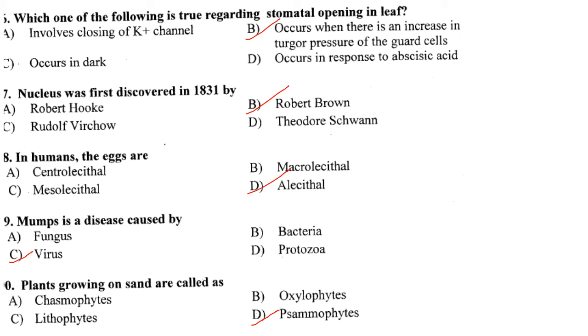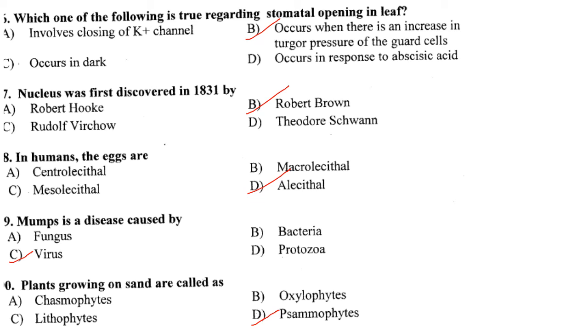Okay, next one. Which one of the following is true regarding stomatal opening in leaf? It occurs when there is an increase in turgor pressure of the guard cell. So option B is correct. Nucleus was first discovered in 1831 by Robert Brown. Answer is option B. In humans, the eggs are alecithal. Alecithal means they have only little yolk. So answer is option D.